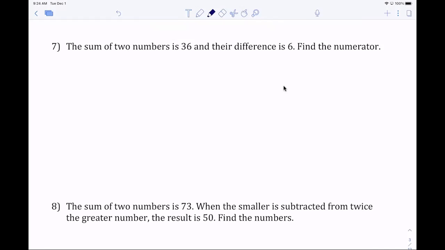Go ahead. All right, so number 7, listen to him. The sum of two numbers is 36. So what does that mean? So x plus y equals 36. And then their difference, so minus 6, or 36 minus... Stop. The two numbers differ by 6. Tell me how to write that.